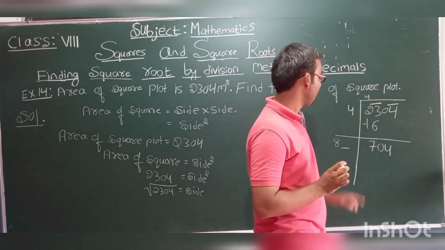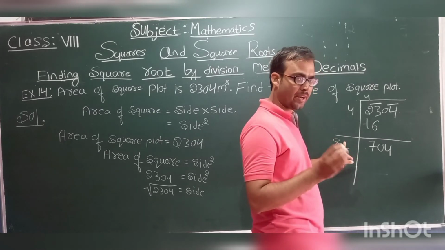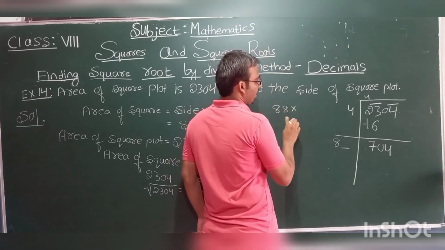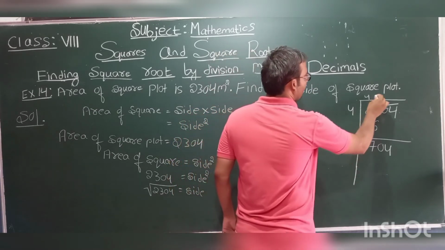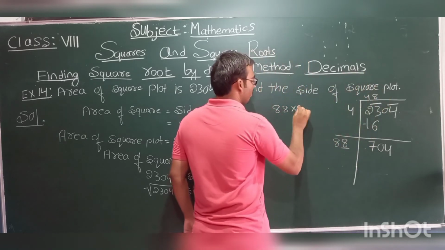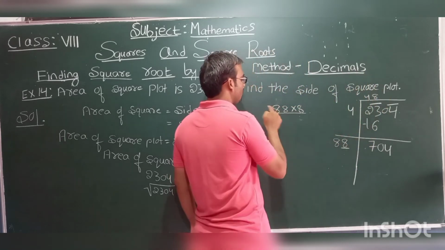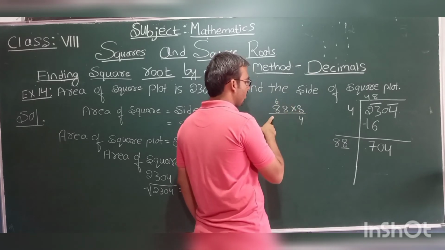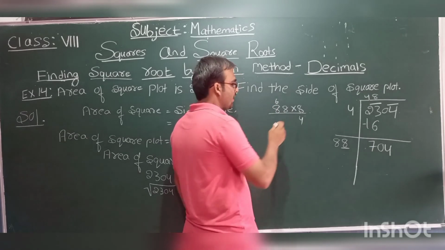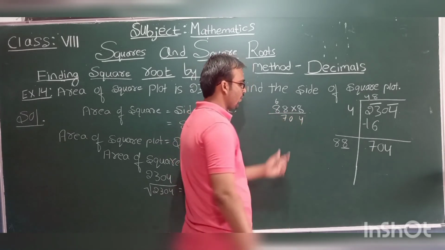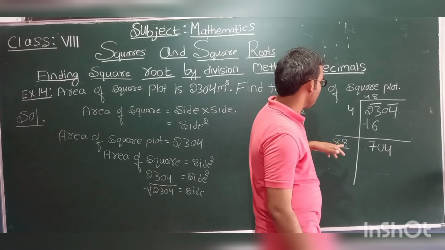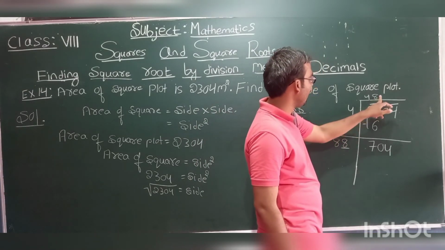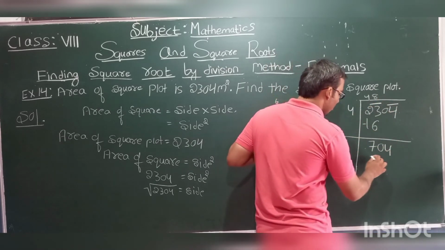Now let us fill this blank with 8 and see. When we fill this blank with 8, here also 8. 8 8s are 64, 4, 6 carry, 8 8s are 64, 64 plus 6 is what, students? 70. So we are getting the same, that is 704. When we fill this blank with 8 and multiply 88 by 8, we get 704.